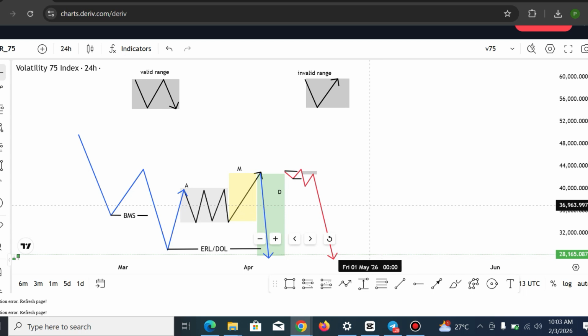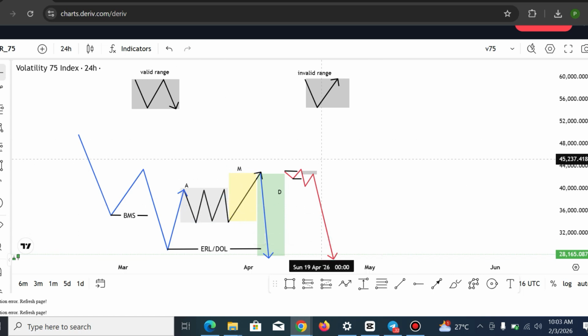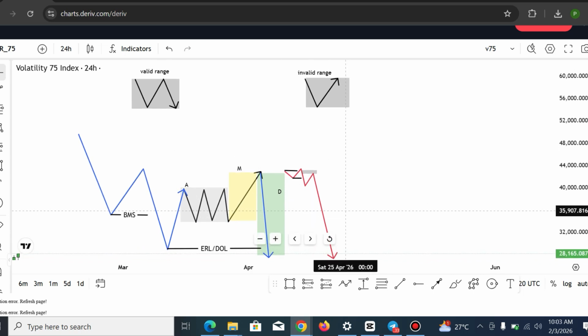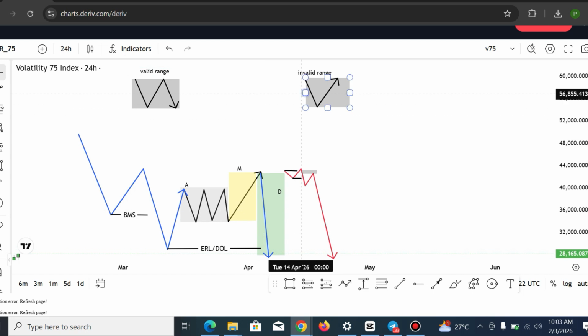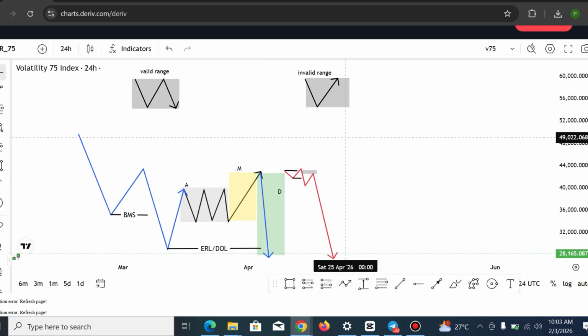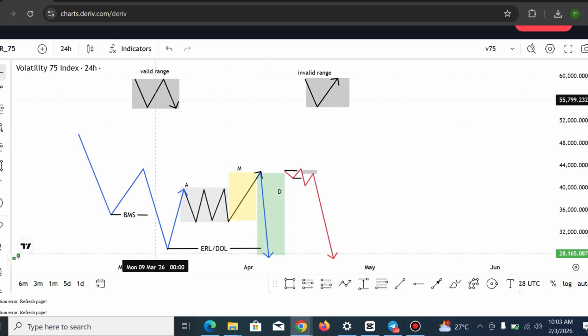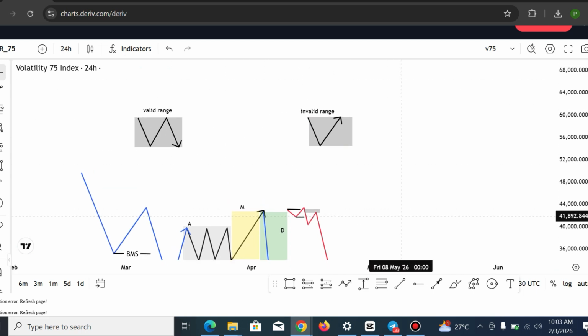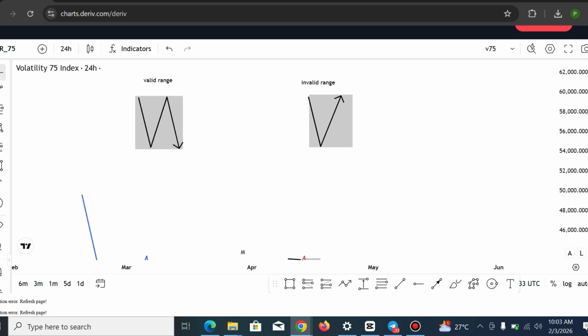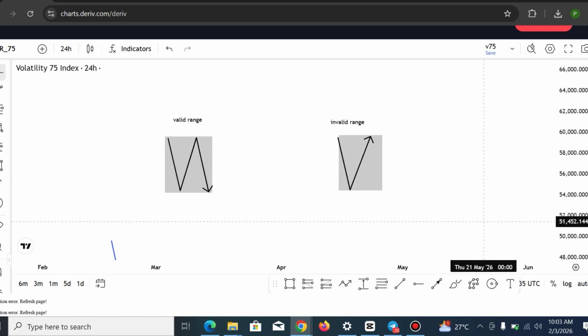So I'm going to share with you traders how to catch this particular trade setup. So what I did in this right here was, first of all, understanding the concepts around accumulation, manipulation, distribution. Now, in understanding the concept around accumulation, manipulation, distribution, the first thing you need to know is you need to be able to actually understand how to read a valid range.